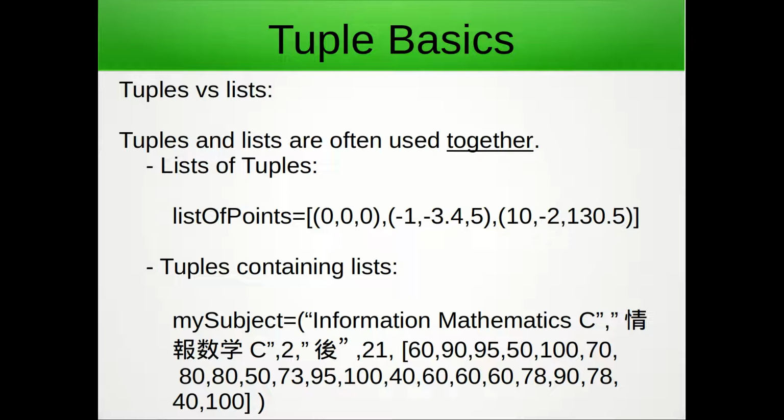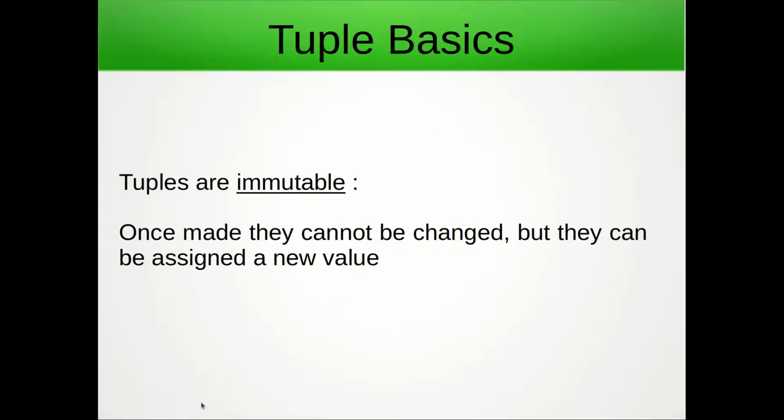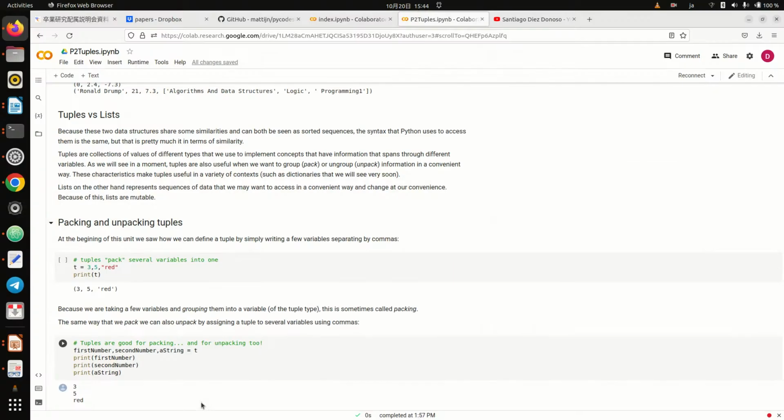Sometimes you can have lists of tuples, like this one, a list of points, which is a list that contains a tuple at each position. Or we can also, for example, have tuples that contain lists. This is a tuple, and in one of the fields I have a field that's a list. Because of that, tuples have to be immutable. But let's see that on the Jupyter notebook.